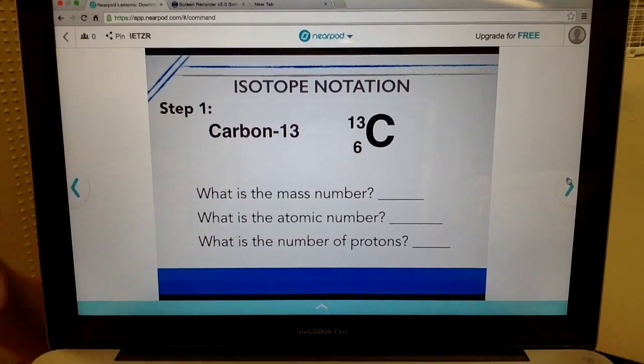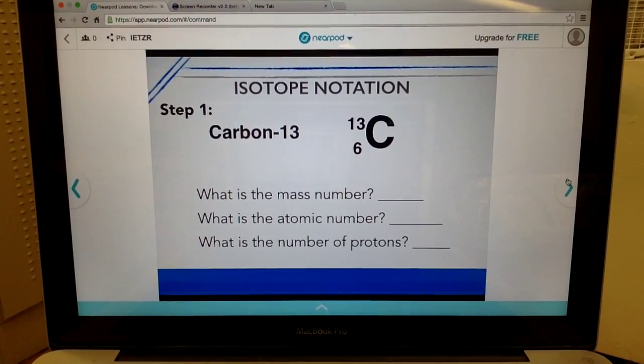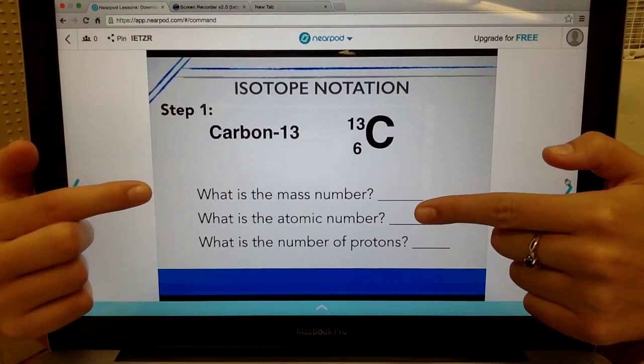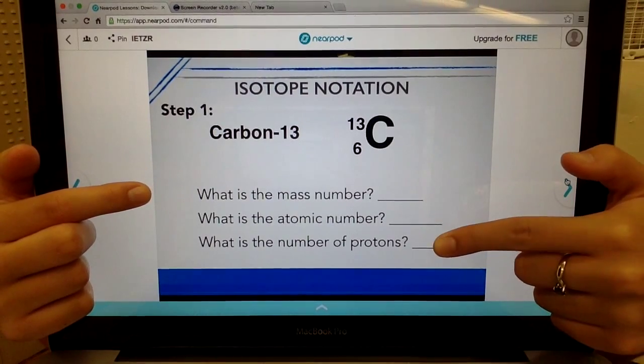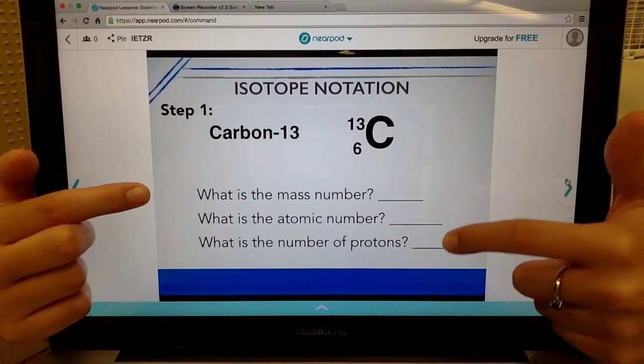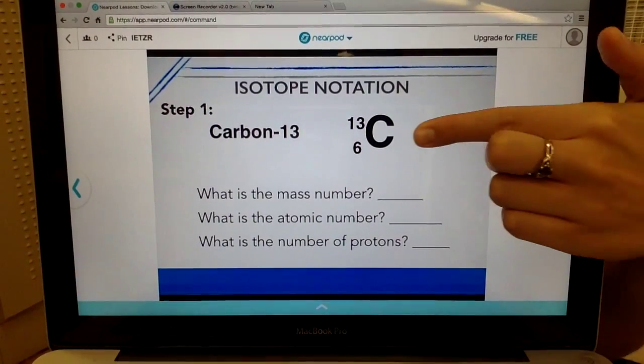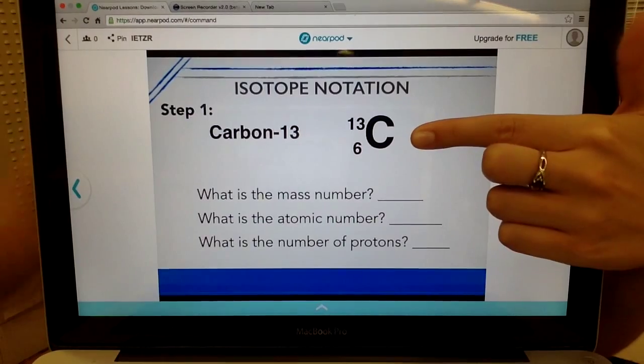Now, oftentimes when you're given isotope questions, they're going to ask you to figure out the number of neutrons in this particular isotope. Now, there's two steps that you'll have to follow to figure out the number of neutrons. The first step is that you're going to have to figure out this set of information. Figure out the mass number, the atomic number, and the number of protons. Now, all of this information is actually given to you in this notation right here.